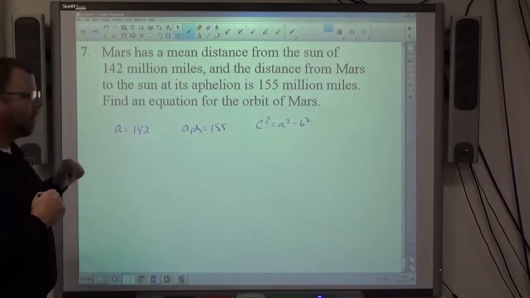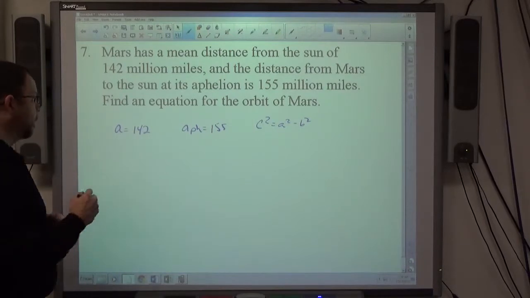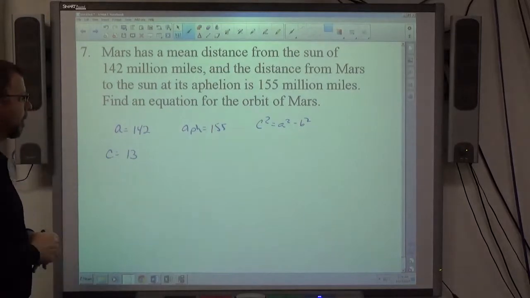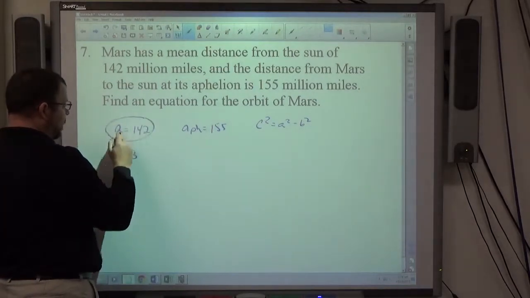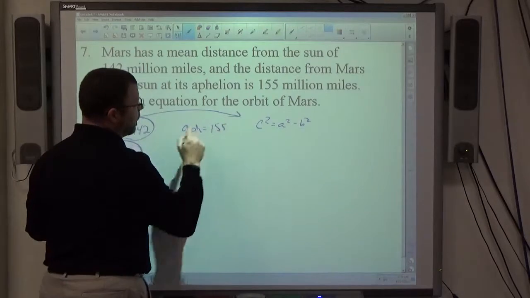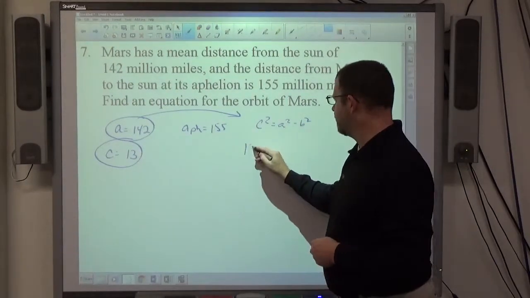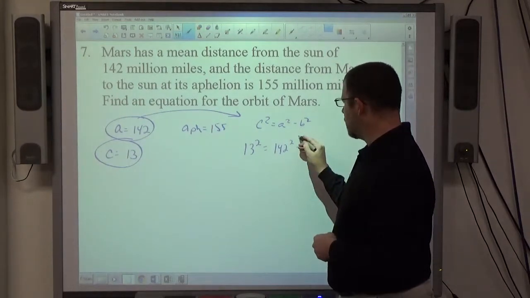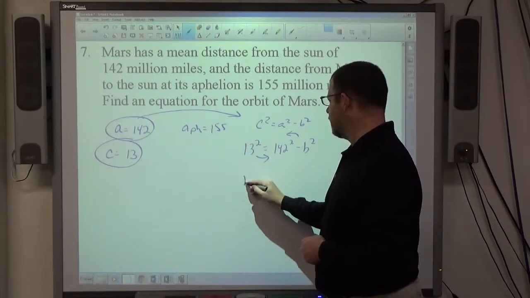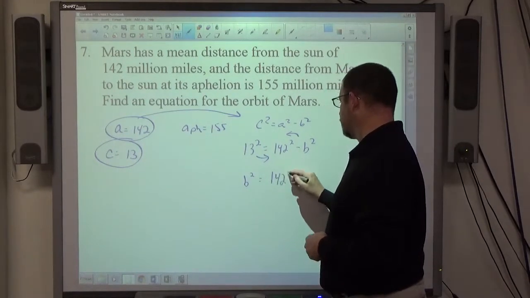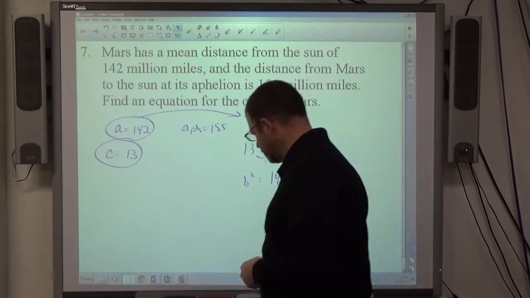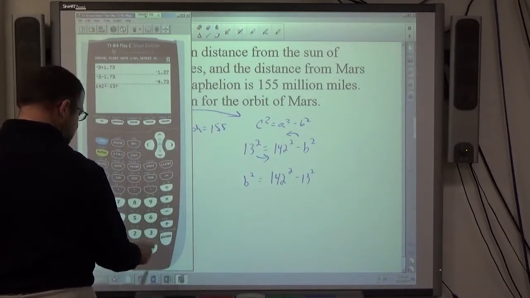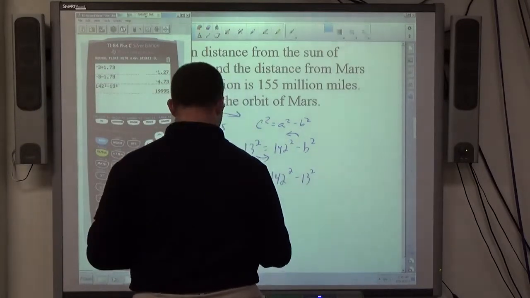Aphelion distance minus mean distance is the focal length. So I know that c, in this case, is going to be 155 minus 142, which is 13. I also know that the mean distance is a every time. So these two numbers here help me to find b. So c squared equals a squared minus b squared. If we move the b squared over here and the 13 squared over there, I'm going to get b squared equals 142 squared minus 13 squared. So b squared is equal to 19,995.